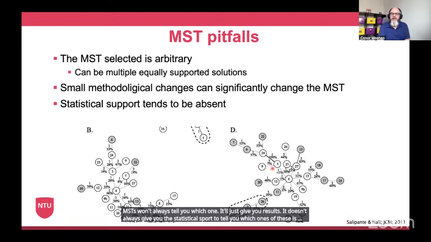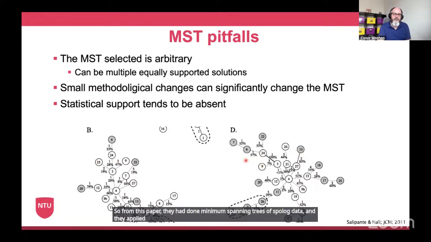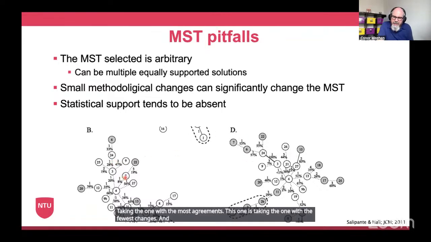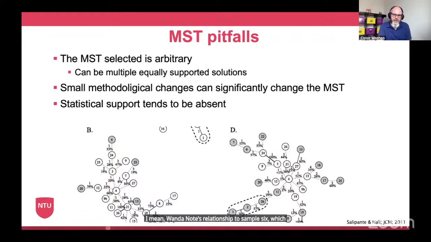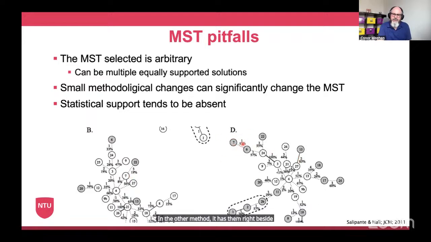So from this paper, they had done minimum spanning trees of Spoligo type data, and they applied different MST approaches. So this one here is, I think, taking the one with the most agreements. This one is taking the one with the fewest changes. And if we just track sample 7, so sample 7 here is connected to sample 22, coming from sample 4. And we want to know its relationship to sample 6, which sits all the way up here. So in one method, it separates sample 6 and 7 quite a lot. In the other method, it has them right beside each other with a 53% support on that.